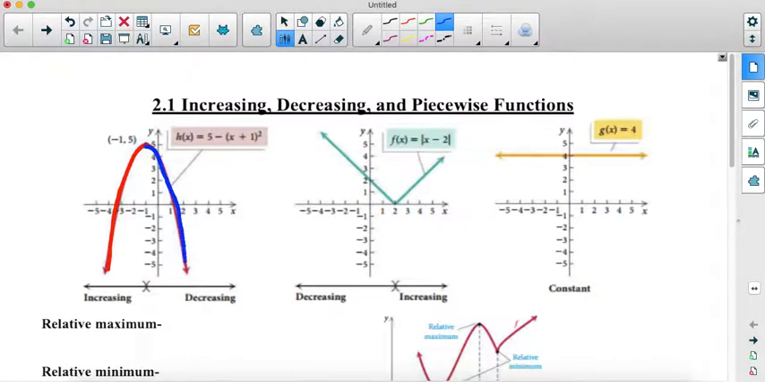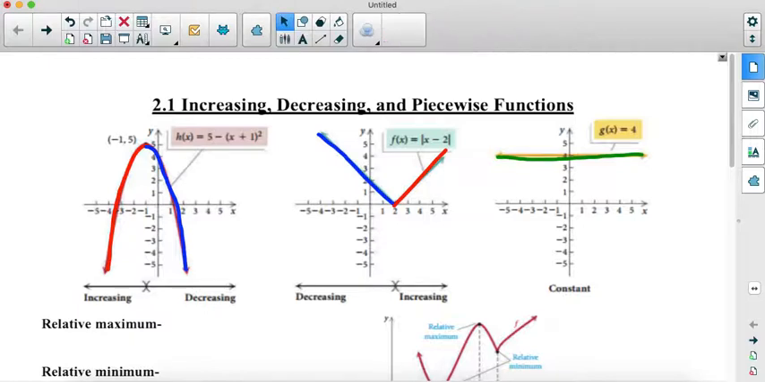Looking at this second example, starting at the leftmost point, he's decreasing, hitting that lowest value, and then he starts increasing. And on this last example, it's staying constant the entire time. So those are your three options: increasing, decreasing, or constant, and you always want to look from left to right.